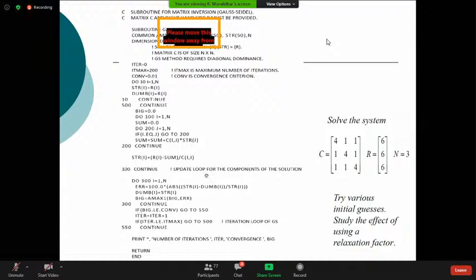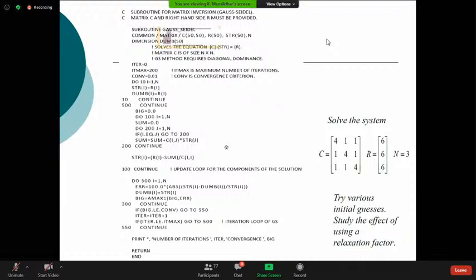So let's see what is the time. It's 11 o'clock now. We have quite a few slides to complete, so try using this computer program.